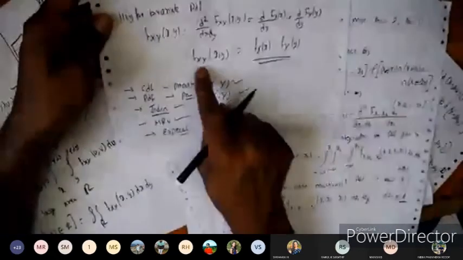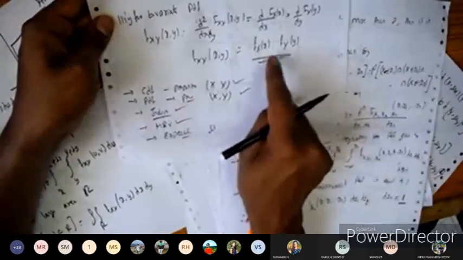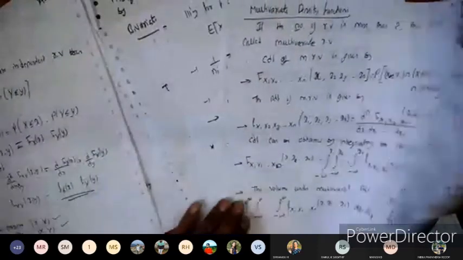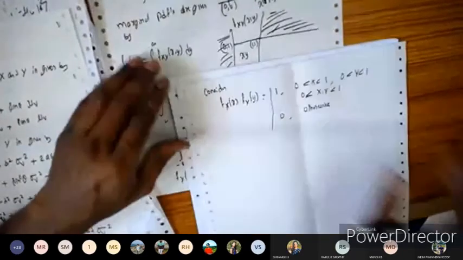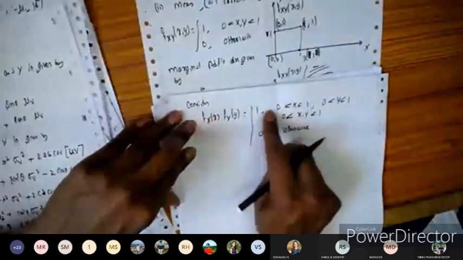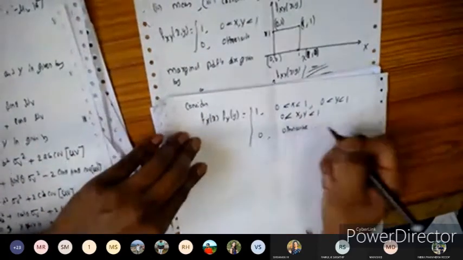So for independent random variables, fXY(x, y) is equal to fX(x) times fY(y). I'm going to apply that concept here and compare. So we have fXY(x, y), and this value is equal to 1 from 0 to 1, and the product of these is equal to 1 from 0 to 1 here.